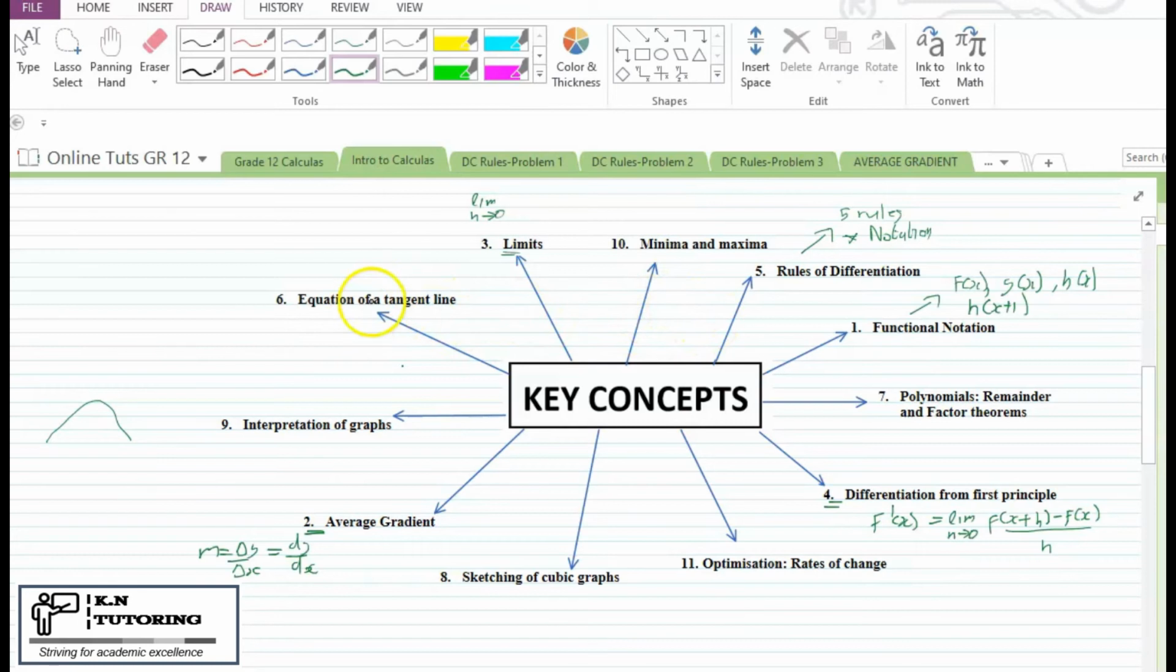Number 6, we'll look at the equation of a tangent line. We know that a tangent is going to be a straight line in the form y equals mx plus c. Okay, so I will come back and use the same graph where I drew the curve. If you've got a curve and a tangent that is passing there, we will say the gradient of the tangent at this point is the same as the gradient of the curve. So we will use this concept to actually draw the equation of a tangent line.